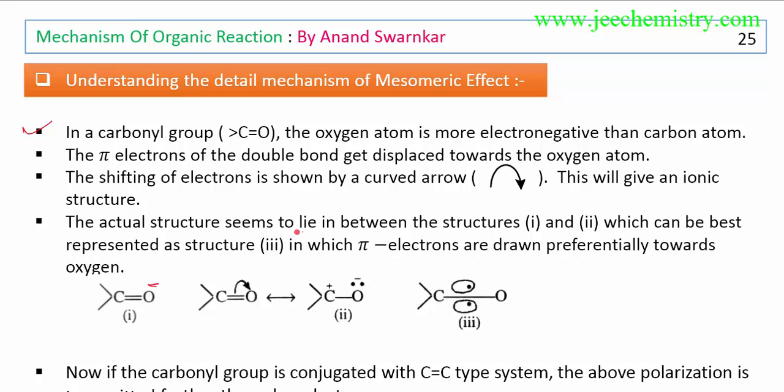The actual structure seems to be lying between structures 1 and 2, which is best represented as structure 3, in which pi electrons are drawn preferentially towards the oxygen atom. This means structure 3 is more prominent because it is the middle position, but the pi electrons are shifted towards the oxygen atom, so it is more preferable. For a clear view of what is happening, it is shown: they are slightly shifted to the right side, so oxygen, being more electronegative, is trying to pull the electrons towards itself.